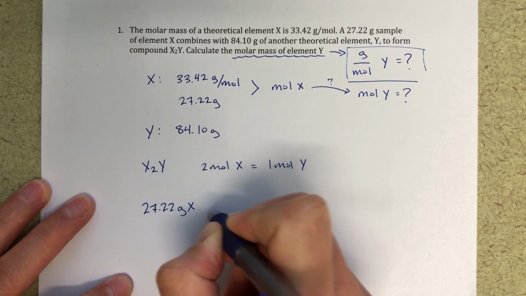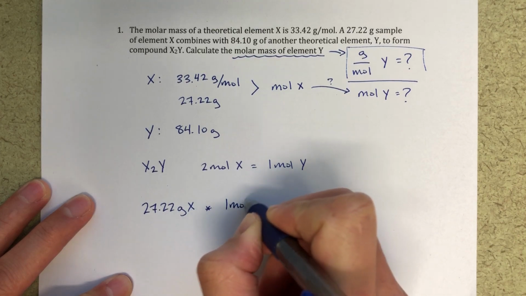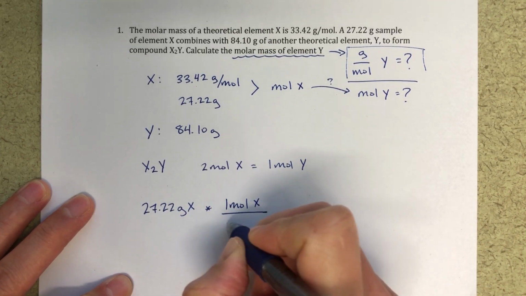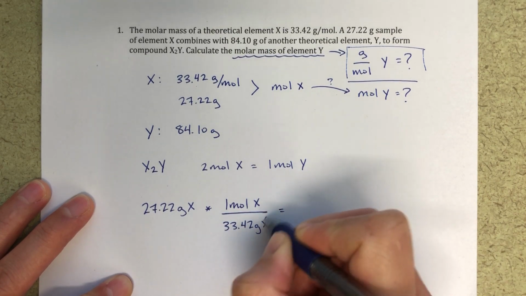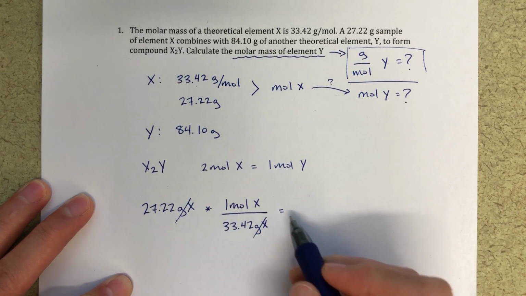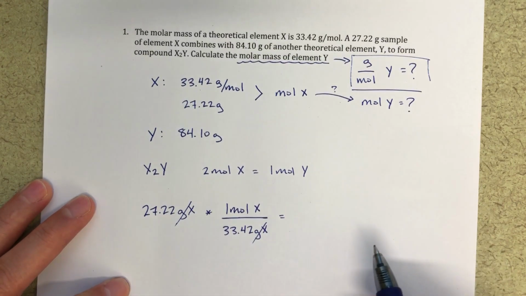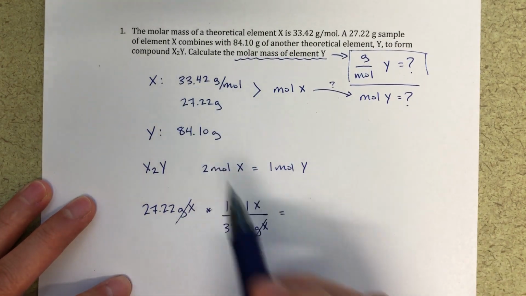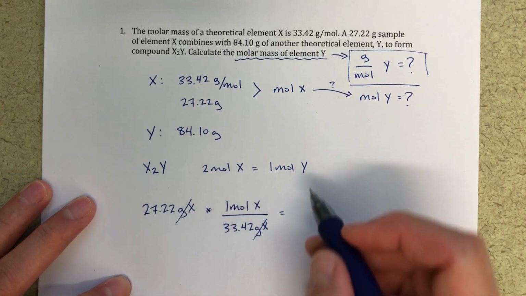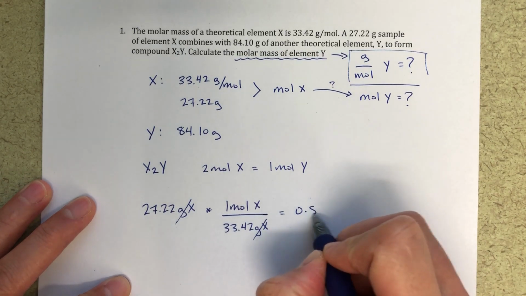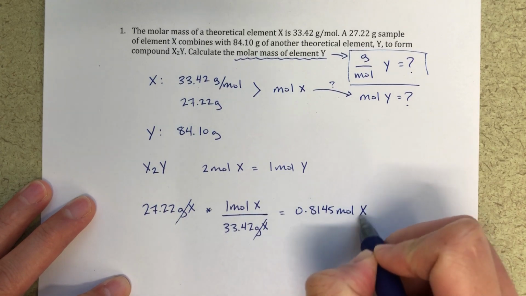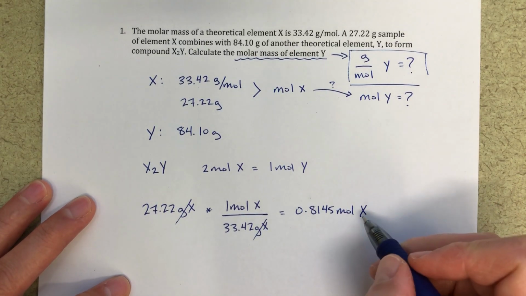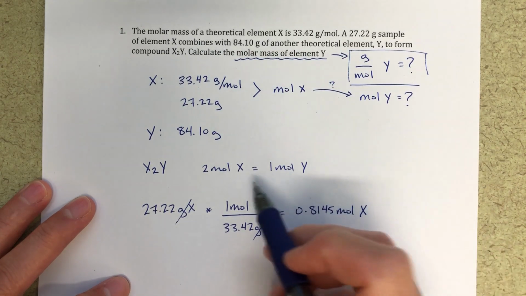27.22 grams of X times 1 mole of X for every 33.42 grams of X. Grams of X will cancel. This will tell me how many moles of X I have, right? So this is just using that given information. And if I calculate that, I end up with 0.8145 moles of X.